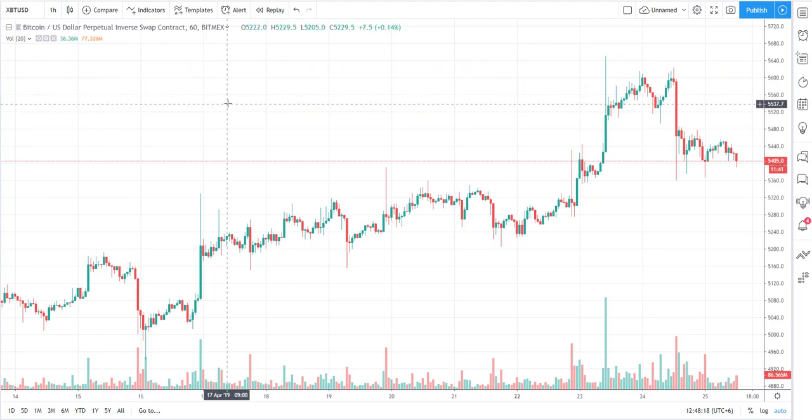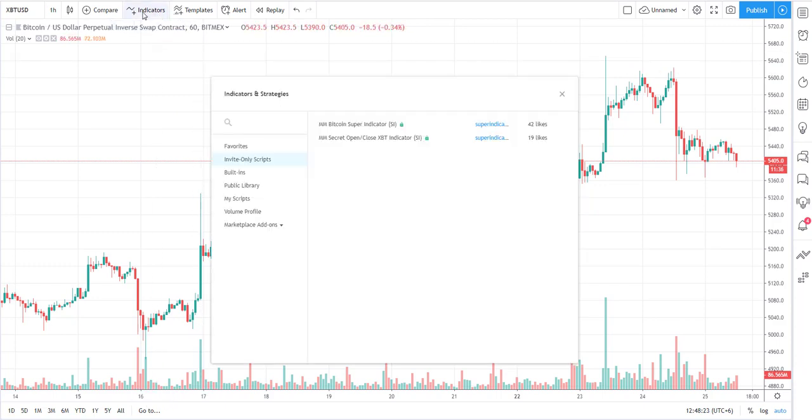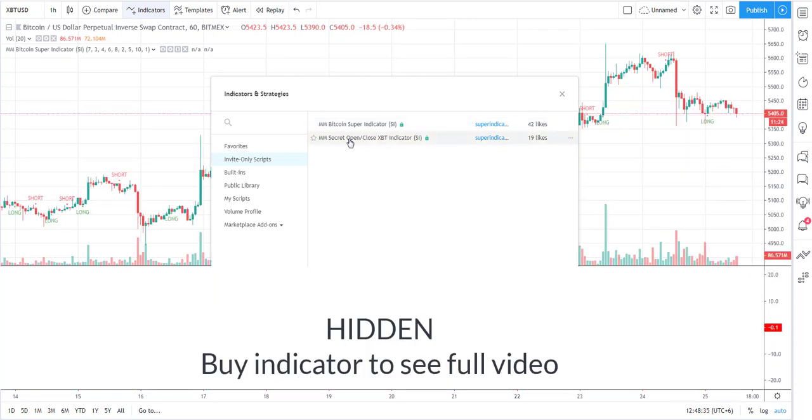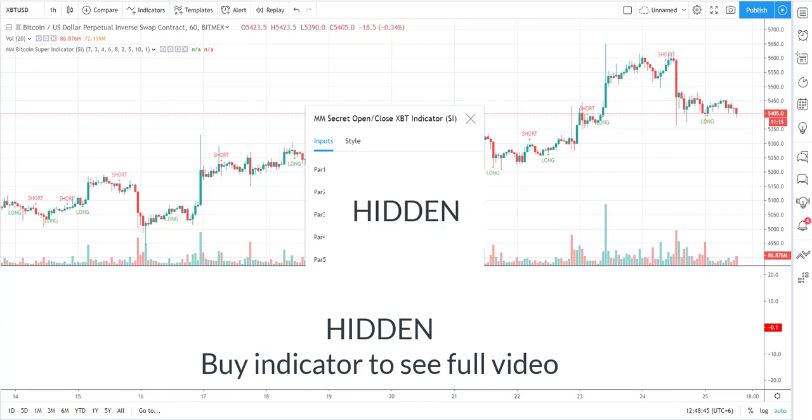Okay, if you have already got access from me to my indicator, then you have to apply it by pressing the invite only scripts and just apply two indicators, Bitcoin super indicator and secret open close XBT indicator. The second indicator must be adjusted, so you need to make some settings. I will send it to you if you have already bought my indicator.